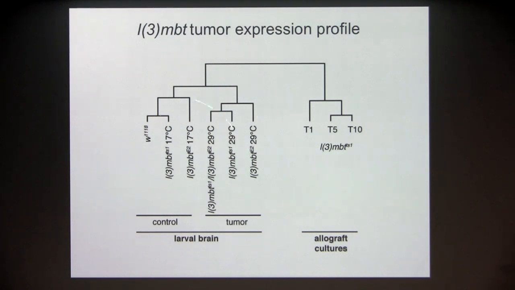The first cluster is all our control brains, clustering here all together. Then we have the transallelic combination of the MBT mutant that is growing at 29, and another allele that is also growing at 29, all of which are the brain overgrown tumors. And then we have the allograft cultures, which cluster as a third cluster.